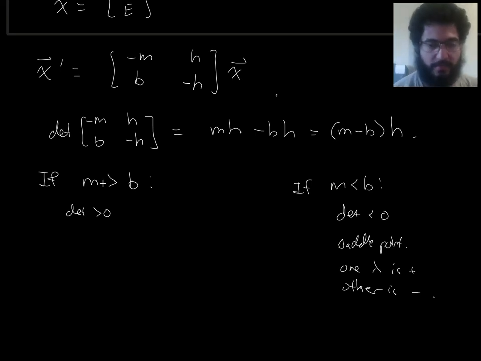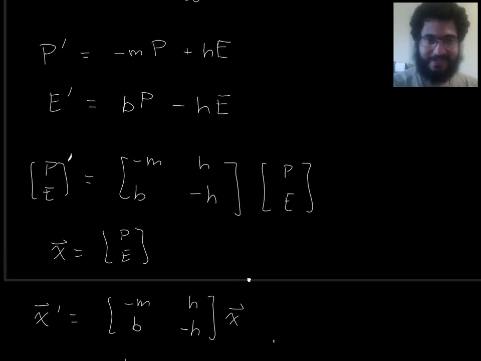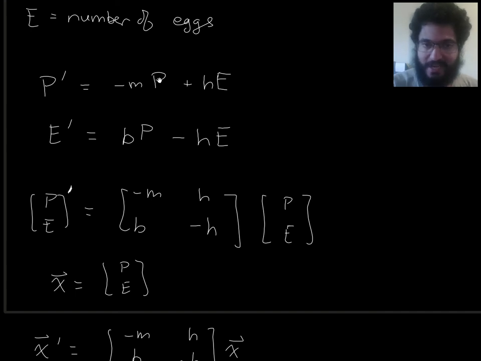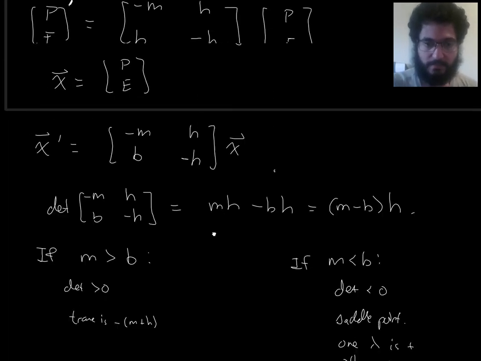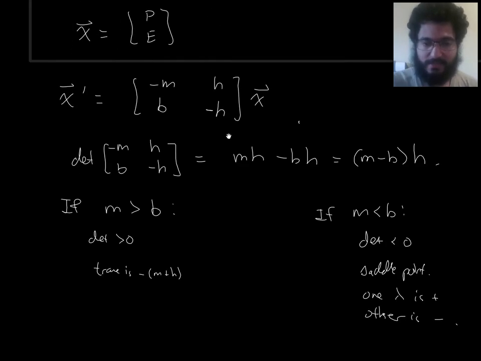On the other hand, if m is greater than b, then I guess you need to look at the trace, right? So the trace is negative m plus negative h, right? Negative m minus h. Now, I forgot to say it up here, but m, h, and b are all positive numbers. We're trying to interpret m as a mortality rate here, and b as a sort of birth rate, but it's more of an egg laying rate. So that's b.